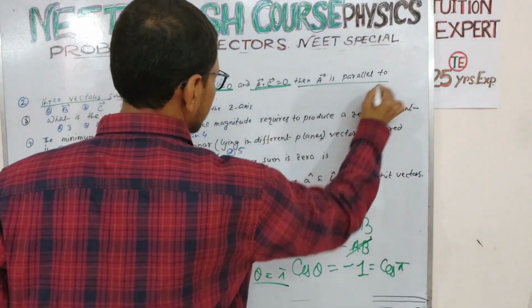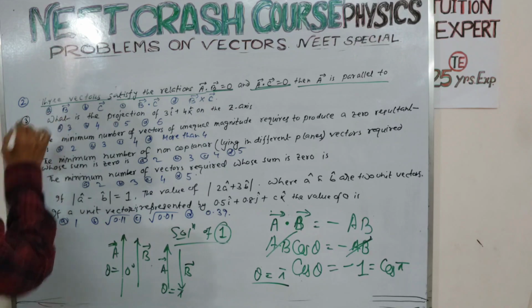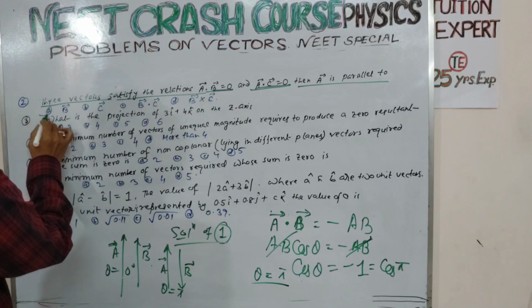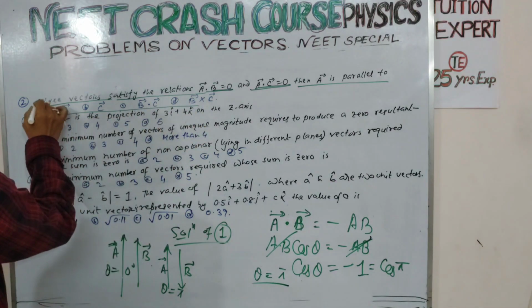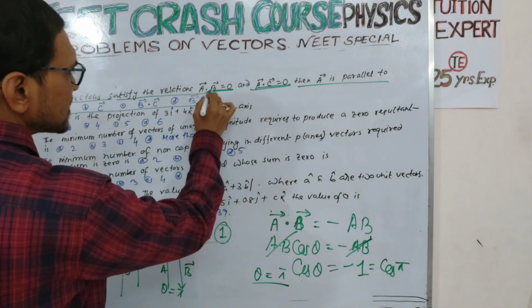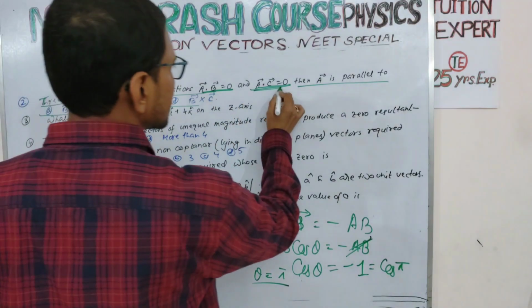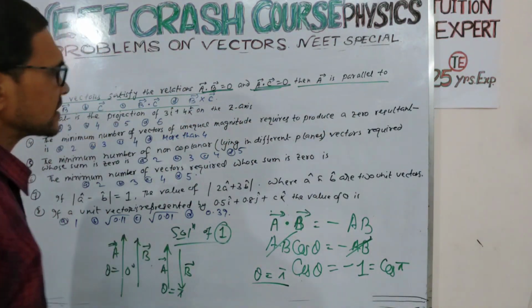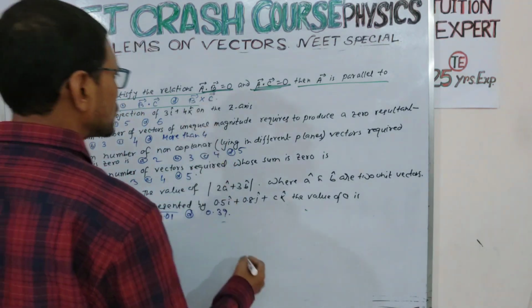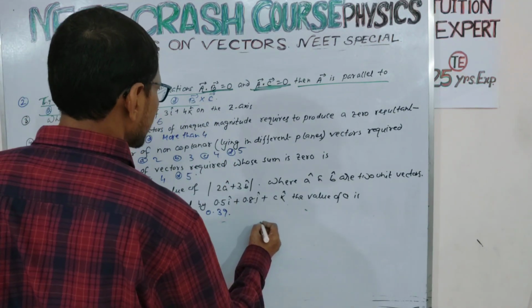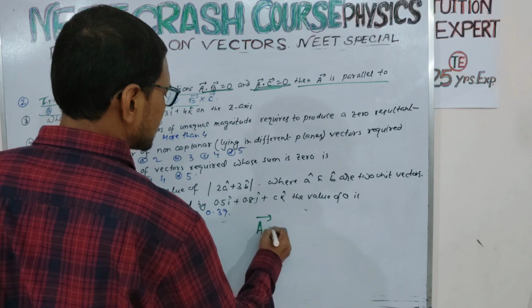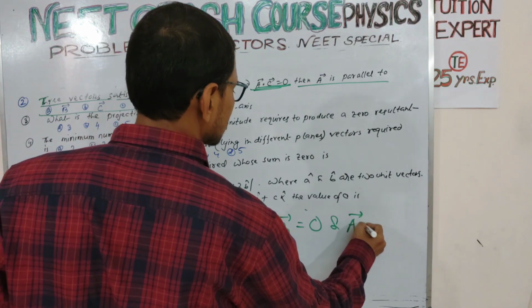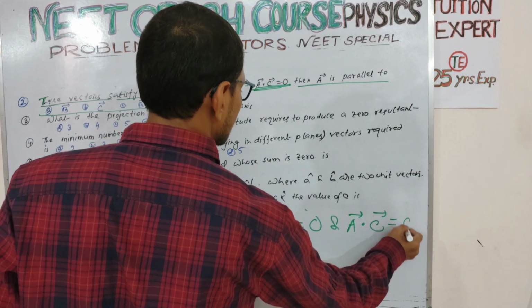Next problem: three vectors satisfy the relation a dot b equals 0 and a dot c equals 0. Then a is parallel to b, c, b dot c, or b cross c. Which option is correct? A is perpendicular to both b and c because it is given that a dot b equals 0 and a dot c equals 0.